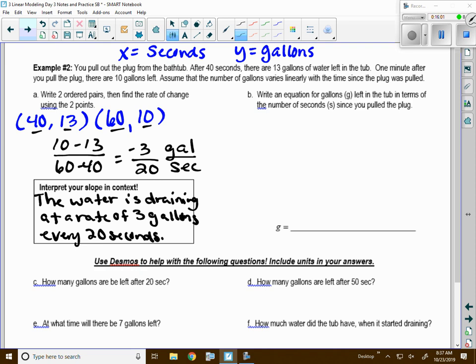All right, part B. Write an equation for gallons left in the tub in terms of the number of seconds. Okay, all it's saying is just write an equation. So we're going to do our point slope form. So I'm just going to use my first one, y minus 13 equals our slope, and then x minus 40. All right, I want you to distribute and simplify. Feel free to use your calculator. Kind of some rough numbers there.